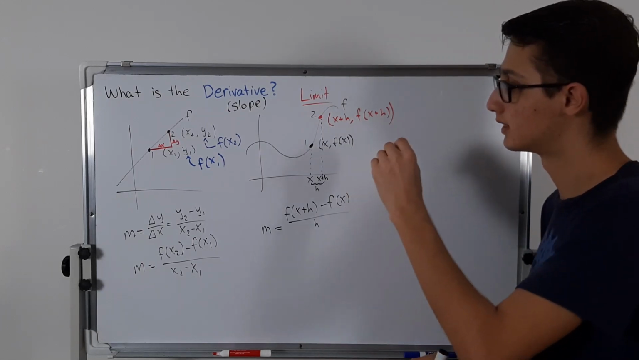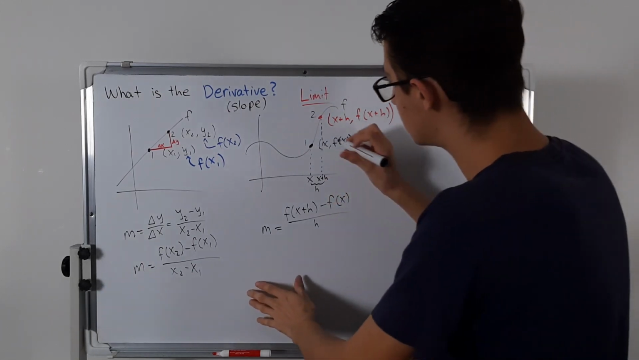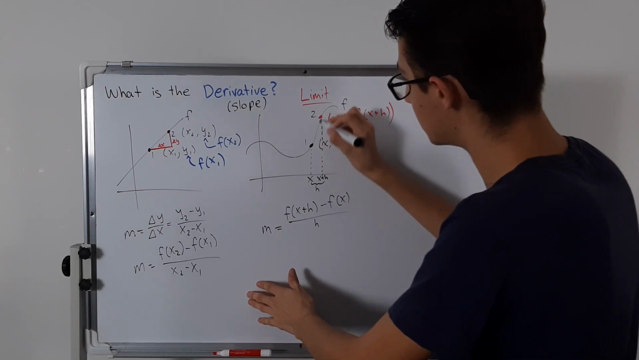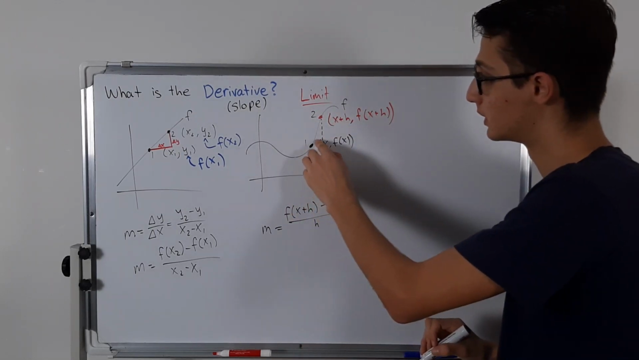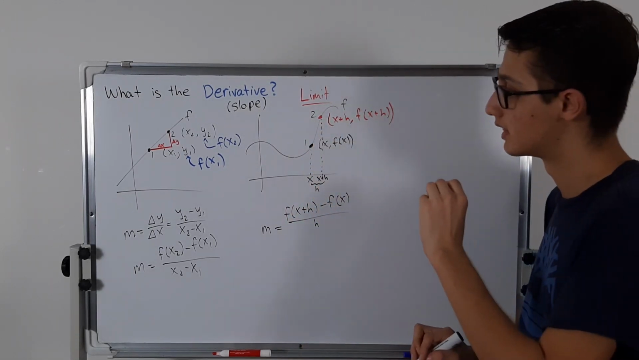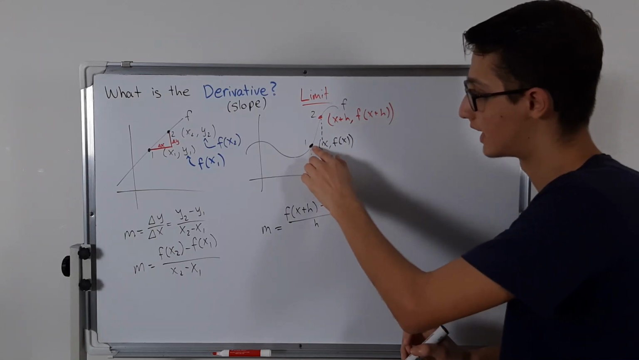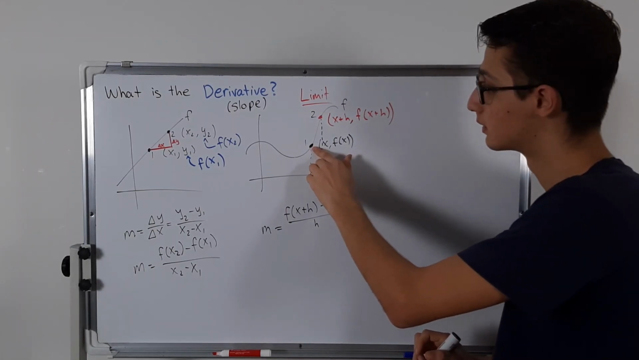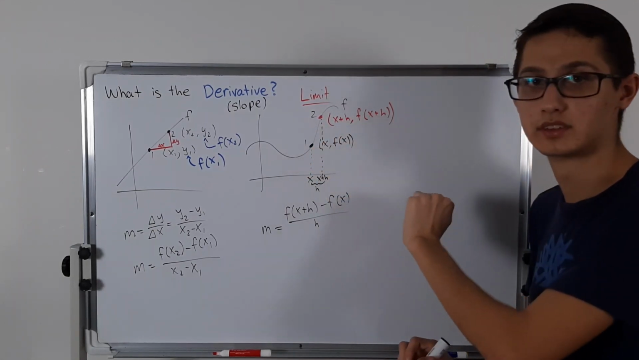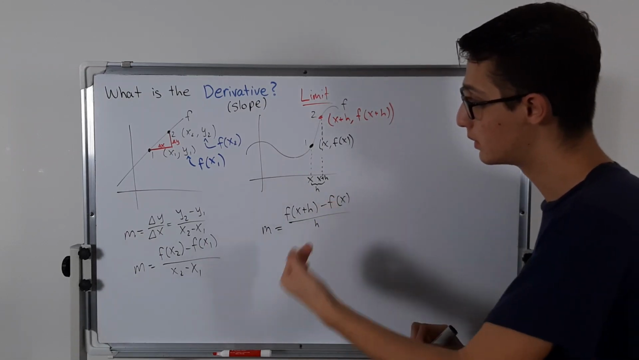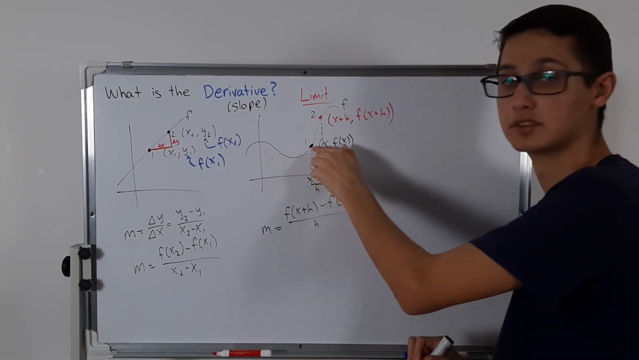Okay, but what that measures is this slope, right? It measures the slope between those 2 points. That's not the slope at this point, right? That's the slope between those 2 points. That's not what we're trying to find. What we want is the slope at this point.